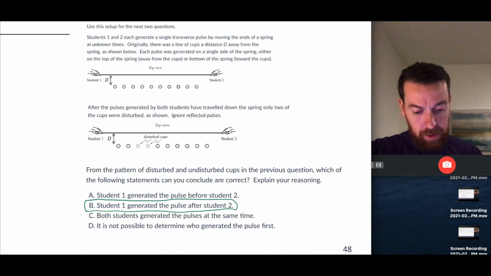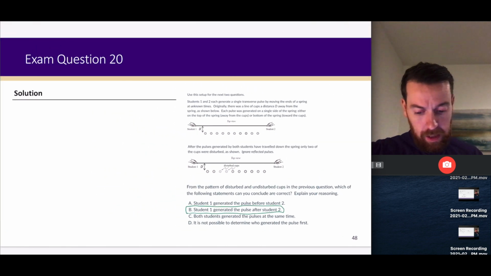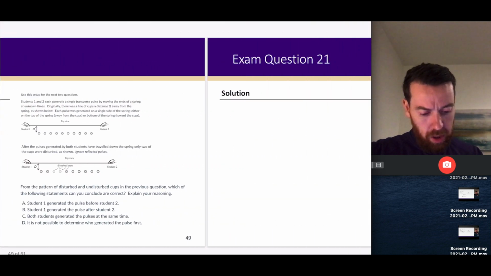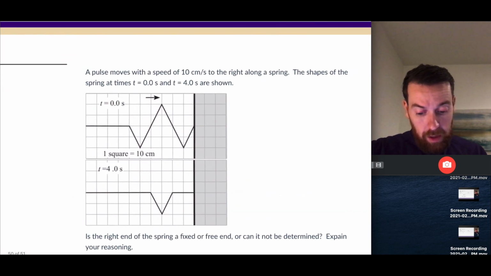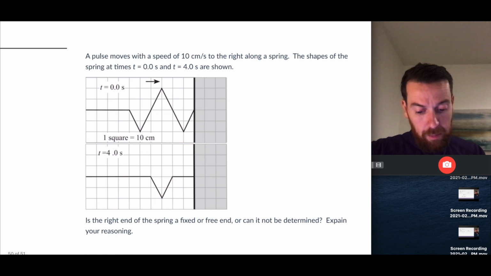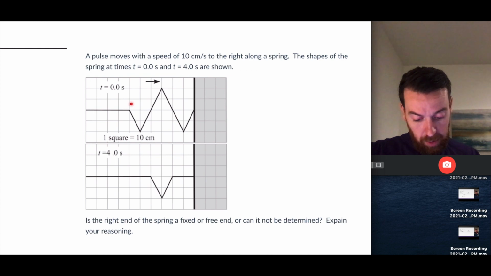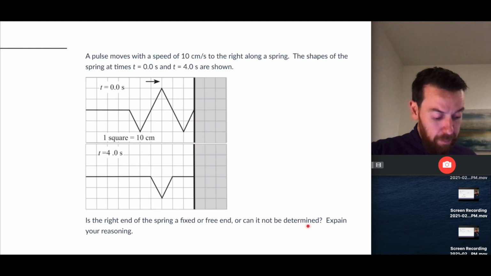Okay, so that was question 20, and then the last question on the exam is looking at this particular question. Okay, so we've got a pulse that moves with a speed of 10 centimeters per second to the right along a spring. The shapes of the spring at times t equals 0 seconds and t equals 4 seconds are shown. And then, is the right end of the spring a fixed end or a free end, or can it not be determined? Explain the reasoning.